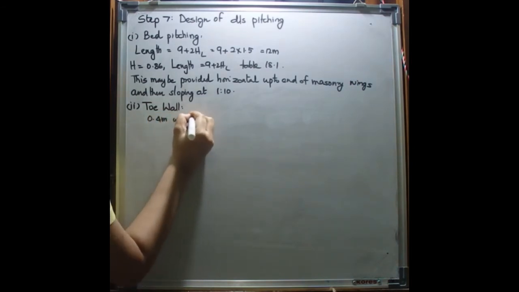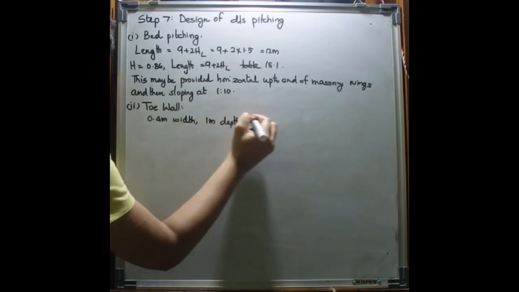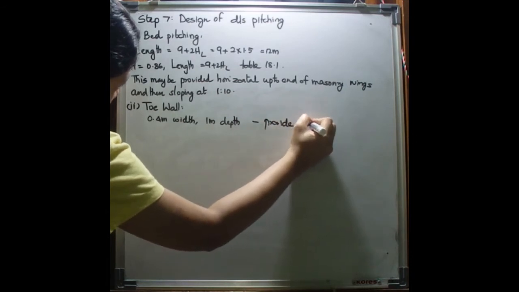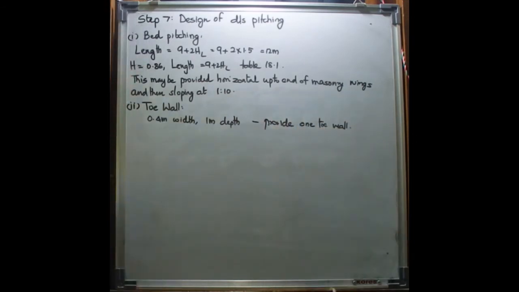Provide one toe wall of depth 1 meter and width 0.4 meter.